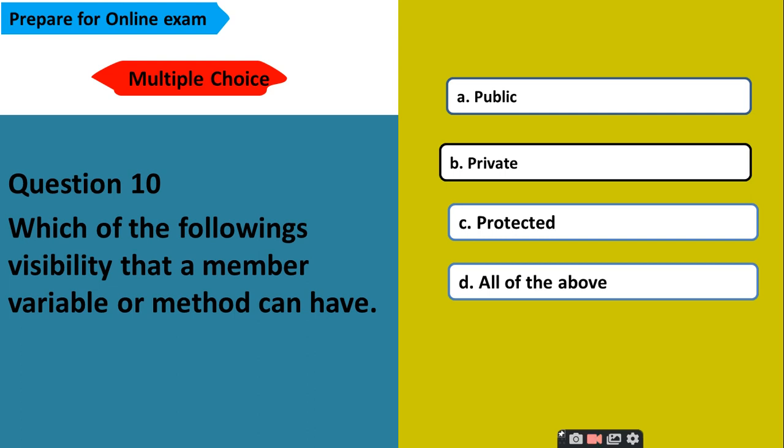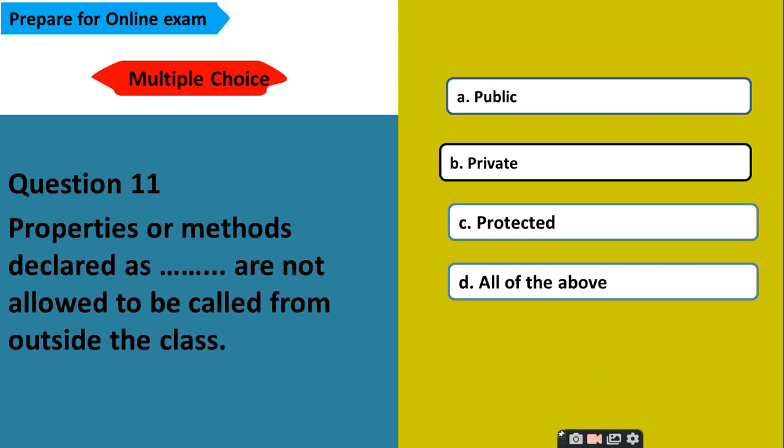Which of the following visibility can a member variable or method have? Public, private, protected, all of the above. And the correct answer is all of these are visibility modes, that is public, private, protected.